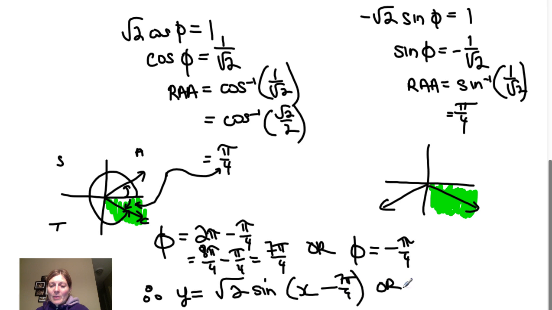Or if we wanted to use this way of writing phi, which is in the same spot, it's just going in a different direction, we could write it as y is equal to root 2 sine, and this would be x minus negative pi on 4, so it would be the same as x plus pi on 4. And there you go.